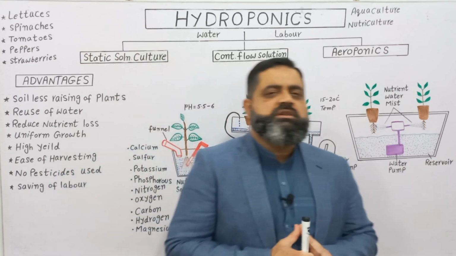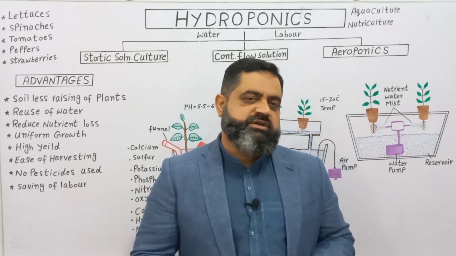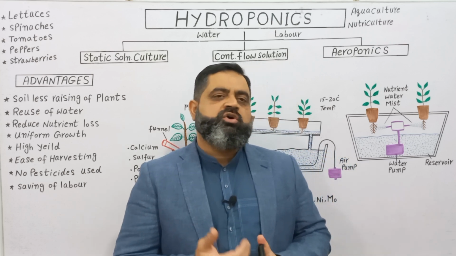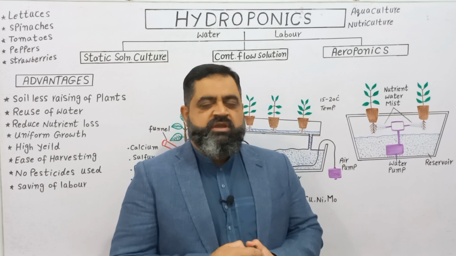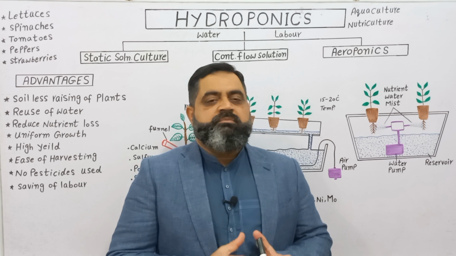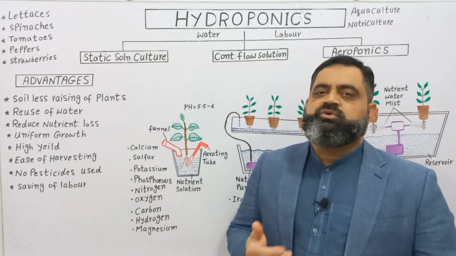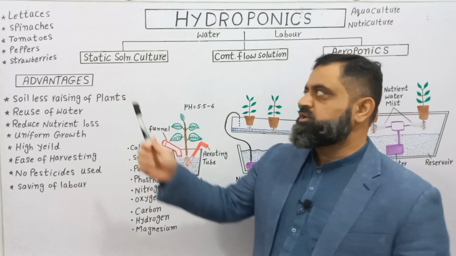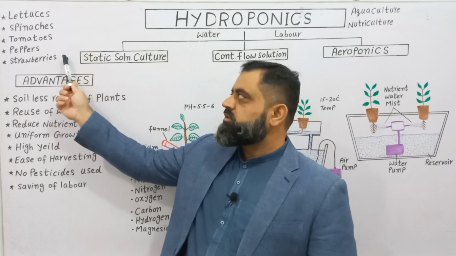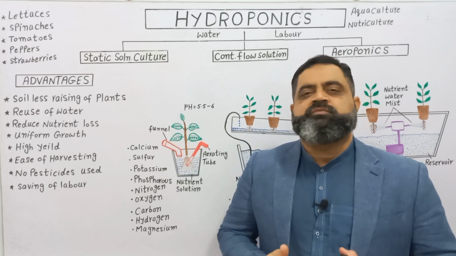So there are different methods to perform hydroponic culture techniques, and sometimes we also use some solid objects like sand, cotton or other material to grow plants. Now let's look at the types of plants which can be grown by these techniques. Different species can easily be grown by hydroponic culture techniques, including lettuces, spinach, tomatoes, peppers, strawberries, herbs, etc.